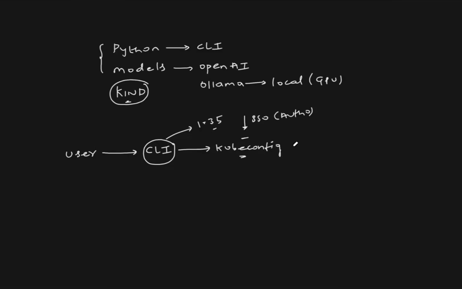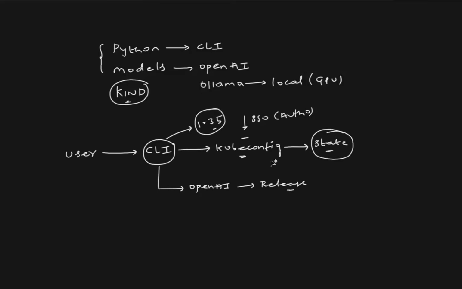The CLI makes use of kubeconfig. It gets the current state of the cluster, like what is the version of the cluster, what are the APIs in the cluster, and all that information. In the meanwhile, the CLI makes use of OpenAI to fetch the release notes of the new Kubernetes version. And then this state information, whatever the CLI gathers, let's say the different CRDs on the cluster or the different APIs on the cluster, how many nodes on the cluster, all that information, it will pass to OpenAI.